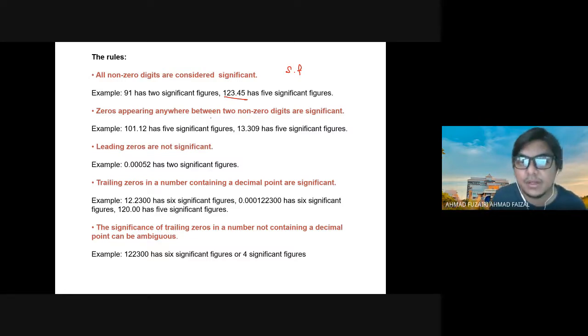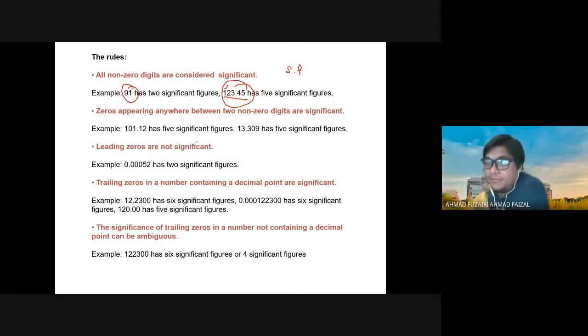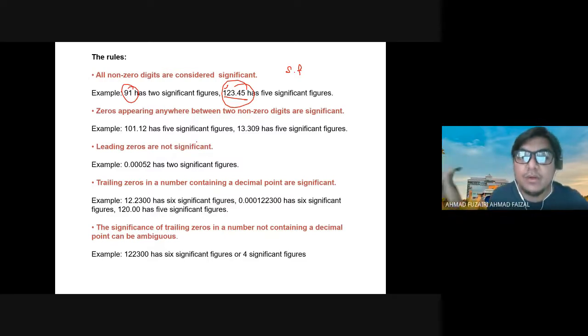Okay, right, so this is 5 significant figures. Regardless of a non-decimal point, this is non-decimal, and this is a decimal point. Ada nombor perpuluhan dekat situ. Bila ada nombor perpuluhan dekat situ, okay, when you have a decimal point, so you can have 123.45. So you will have 5 significant figures, and this one has 2 significant figures. Okay, this one is 5 significant figures. All right, so let's go.